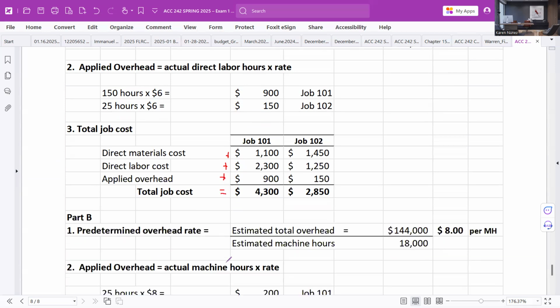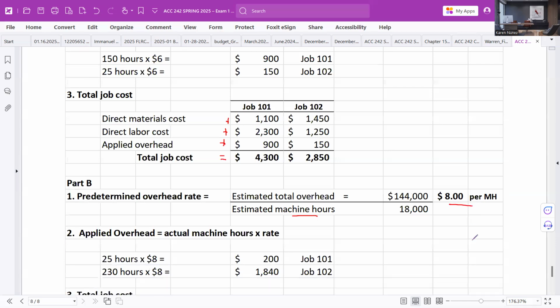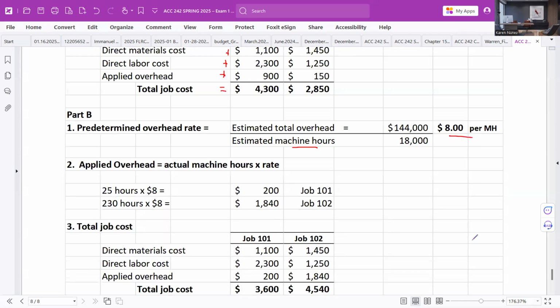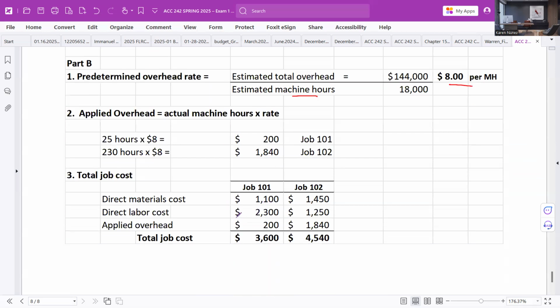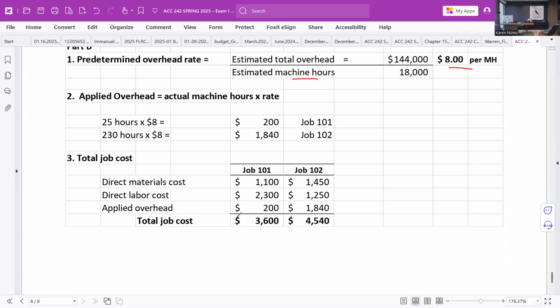And part B is just, we changed the allocation base to machine hours. So we got $8 per machine hour, but we did the same thing. The steps are the same. Apply the overhead, and then add the materials, labor, and overhead to get the total cost of the job.